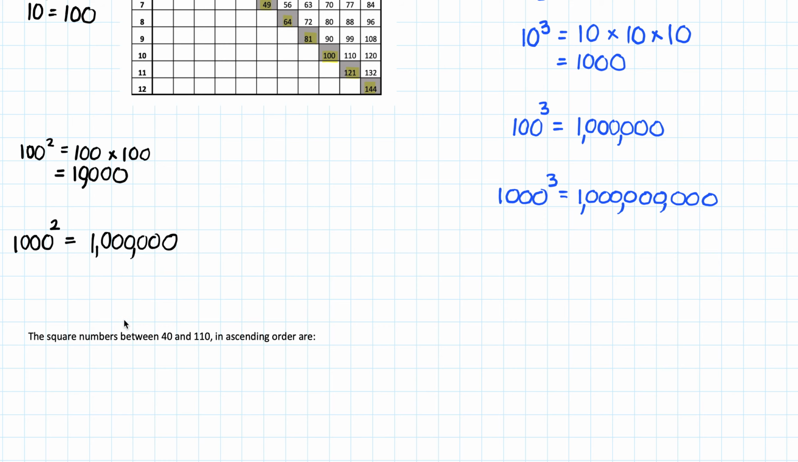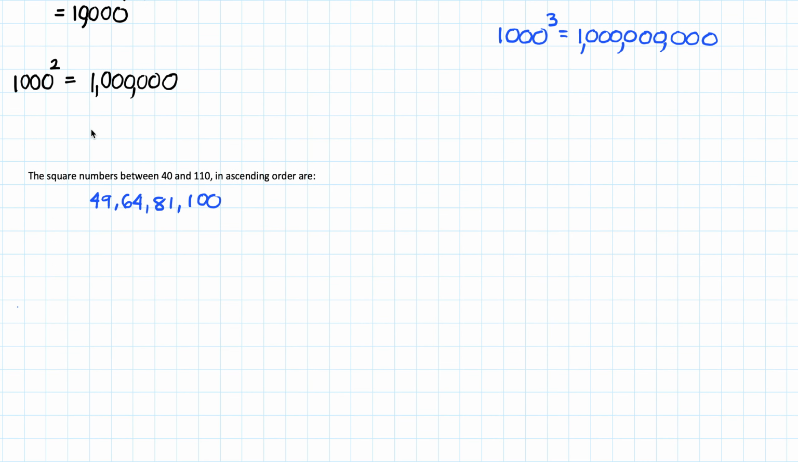The answer for this one is going to be 49, 64, 81, and 100. Why? Because the one that comes before this square number is going to be 36, which we know is 6 squared. And the number that is going to come after 100 is going to be 121, which is 11 squared. But 40 is after 36, so I don't include this one, and 110 is before 121, so I don't include this one. So my answer is only these 4 numbers here.